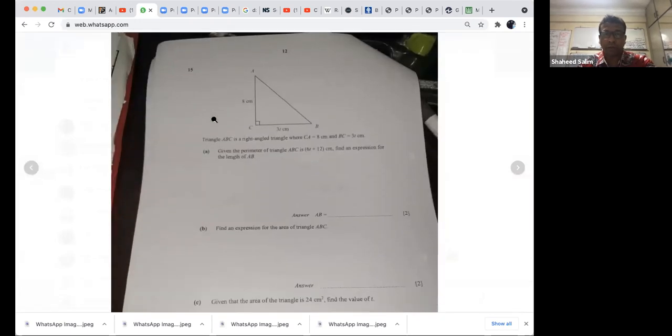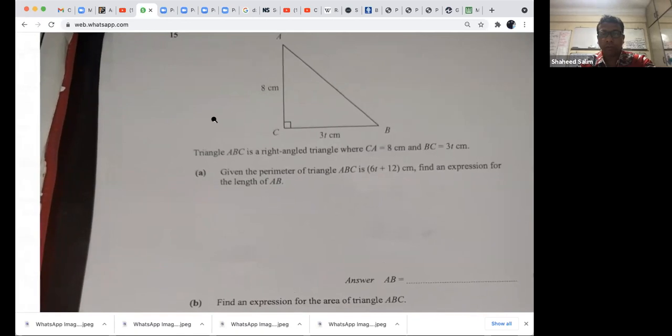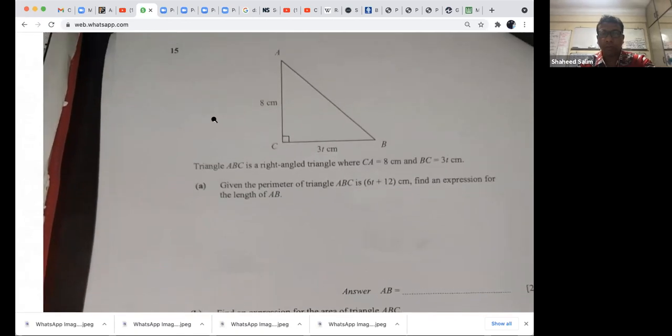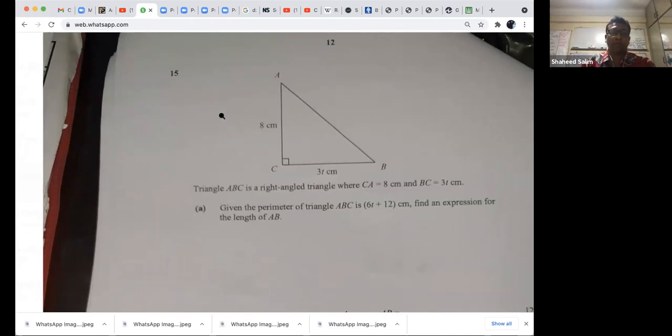Can we try this one? This one is one of them also, right? Okay, we try. Question 15. Find an expression for AB. You know how to do this.